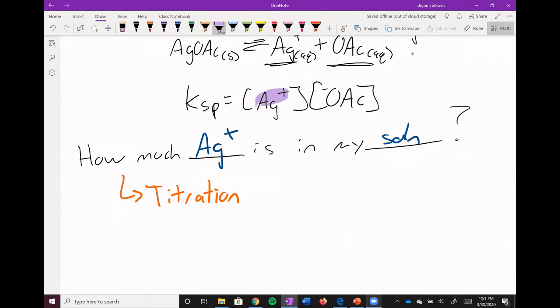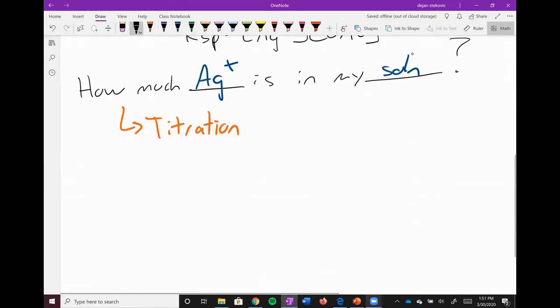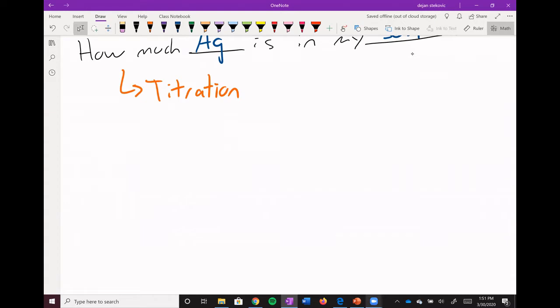One thing you kind of want to keep in mind is the amount of silver dissolved. If there's no other acetate present, these two will be equal. If there is some present, then you got to do a little bit more thinking ahead. Think ICE tables, RICE tables type of thing. So let's check out the experiment here. So we're going to do a titration. So let me draw a little titration setup.